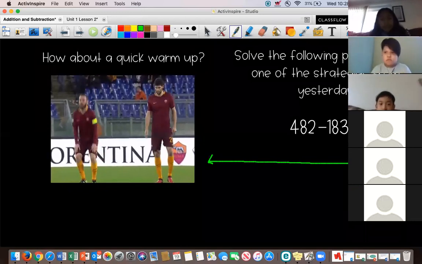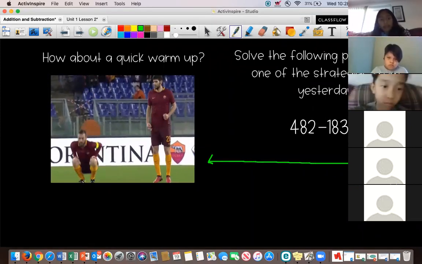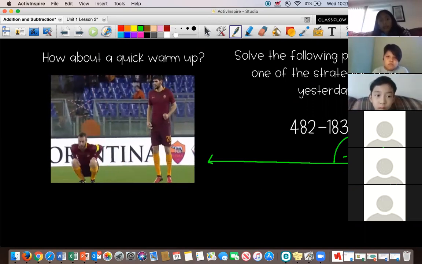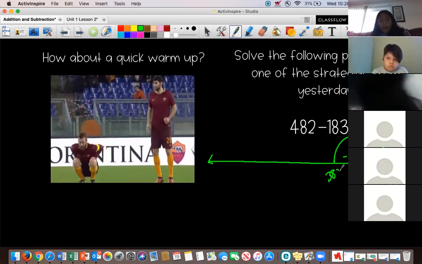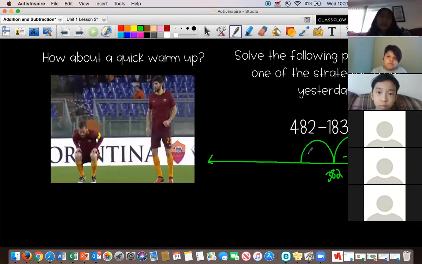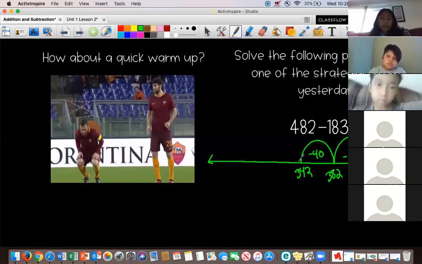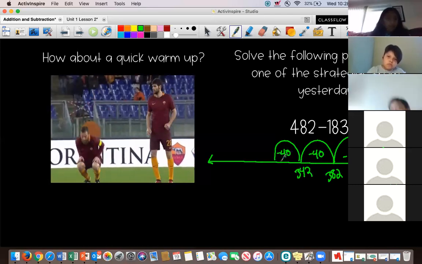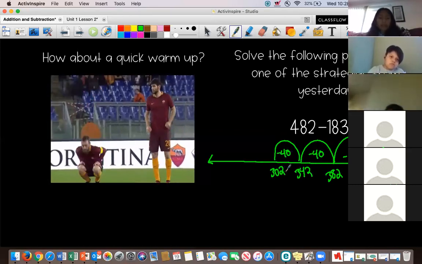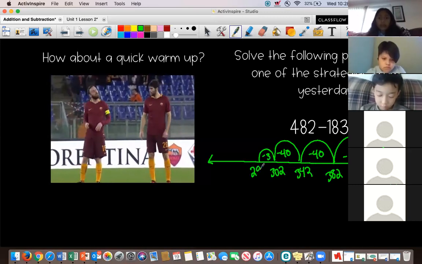So I subtracted 100 and I got 382. All right, what's next? Then I subtracted 2 40s. Okay, so you went back 40 first and got 142? Yes. Then 40 more? Yeah. Okay, and got 302. And then I subtracted 3 and I got 299.